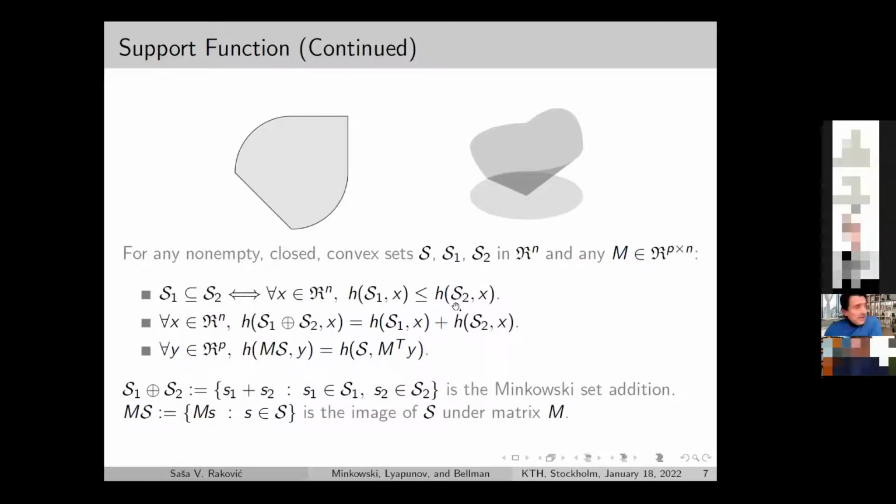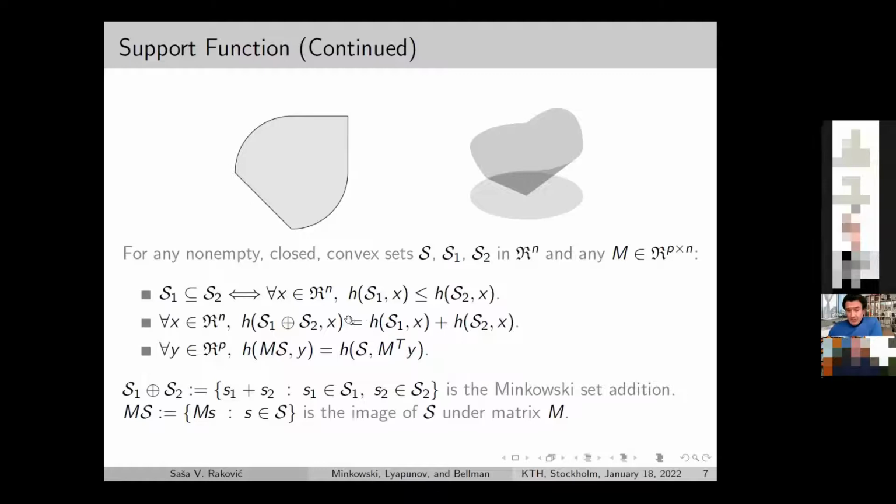Now, what I have overlooked to say is that both the Minkowski function and the support function are typically functions of two arguments, where the first argument is the set. So the first argument is fixed. This set generates the function, and then you can evaluate the function at any point in the underlying space.